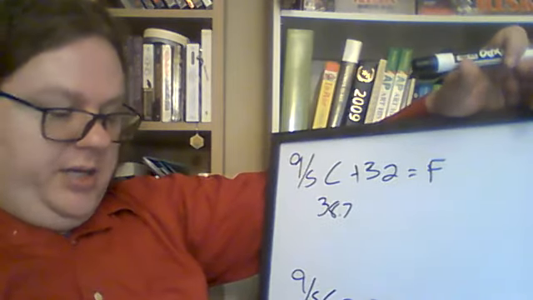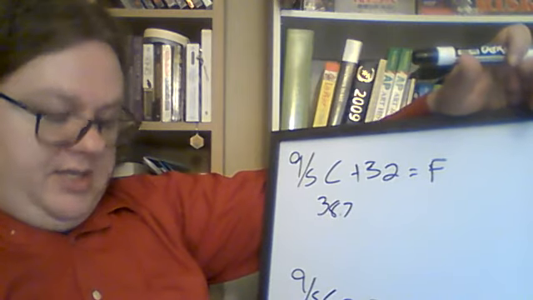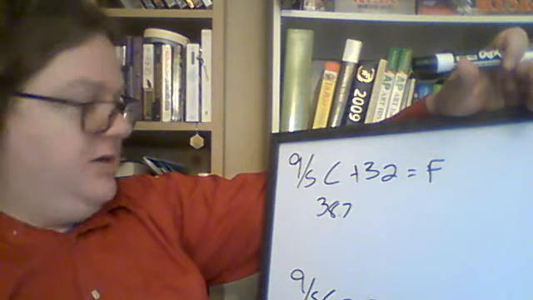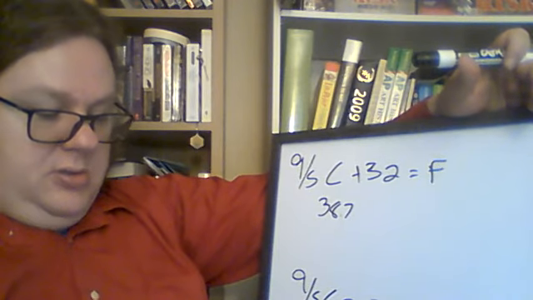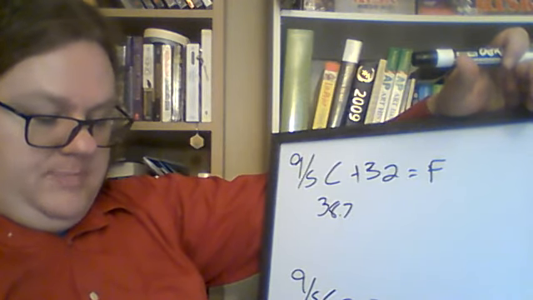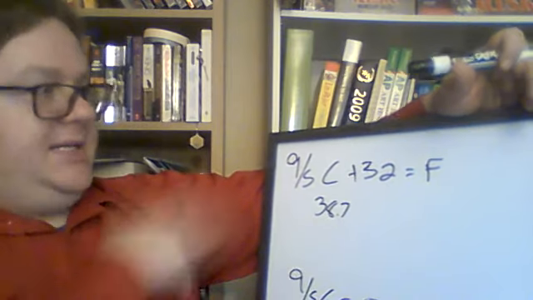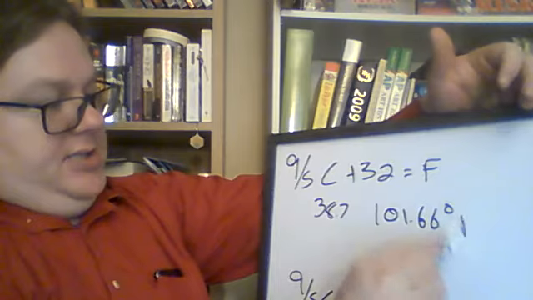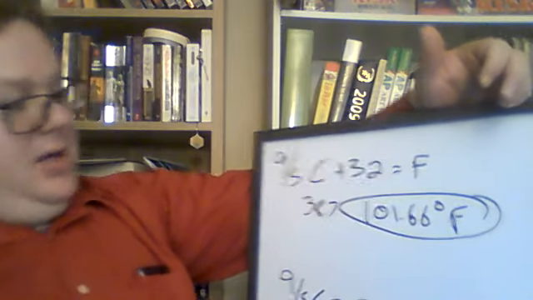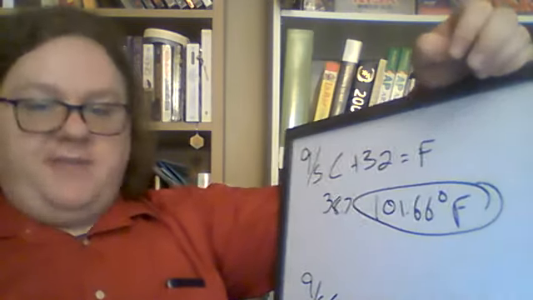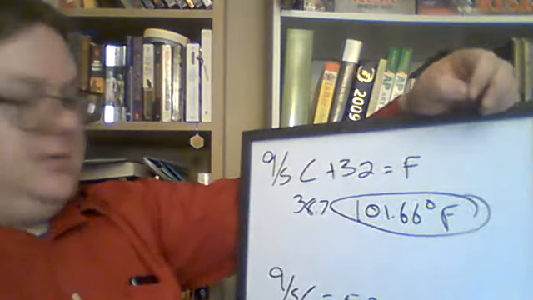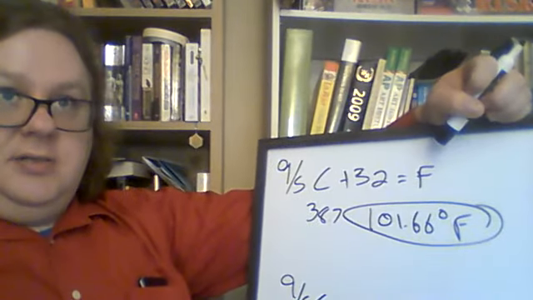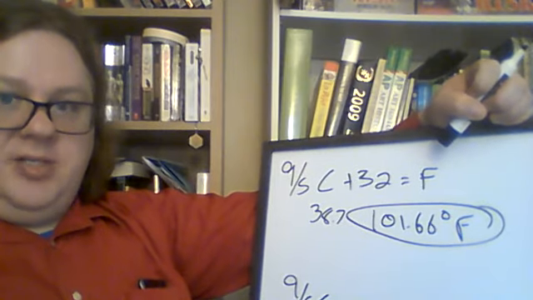Come to me, calculator. 38.7 times 9 divided by 5 plus 32 equals 101.66 degrees Fahrenheit. Huh. A dog's normal temperature would count as a fever for a human. Interesting. And that does it for this lesson and this chapter. I guess you could call it a chapter, chapter 1.